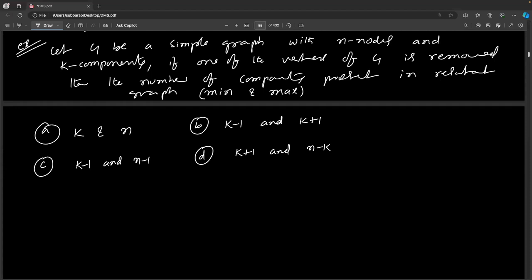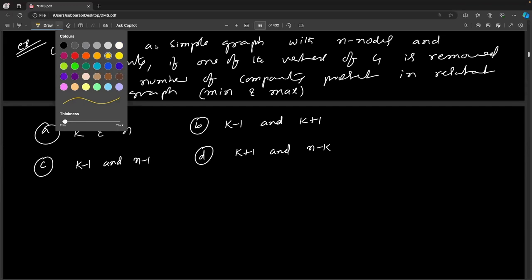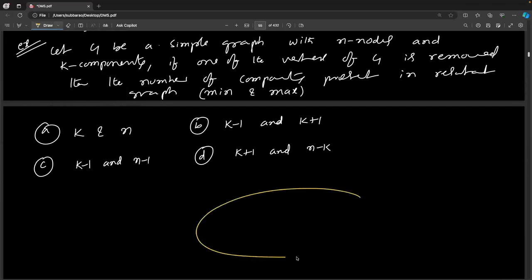Yeah, I will try once. Listen, I will try once. Careful everyone. I will try once, you may get clarity. See this. It is a graph.